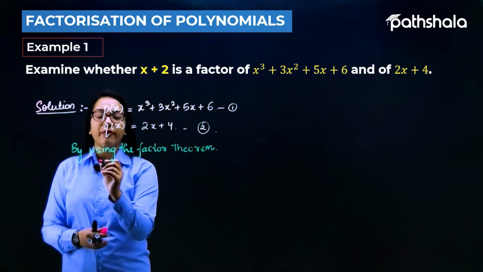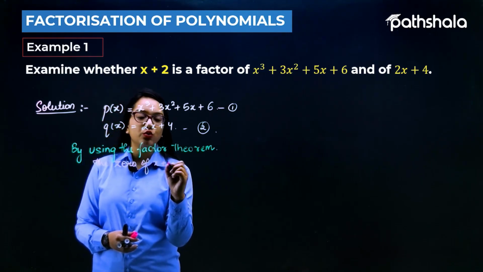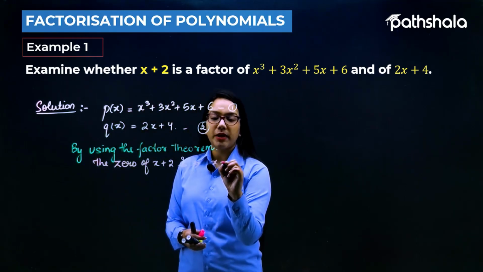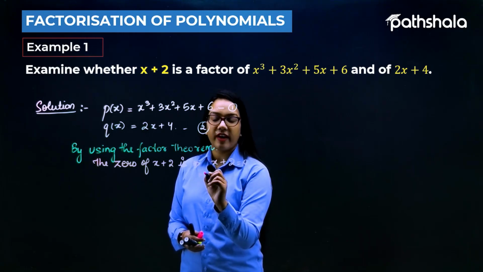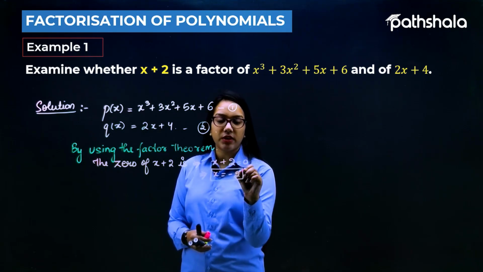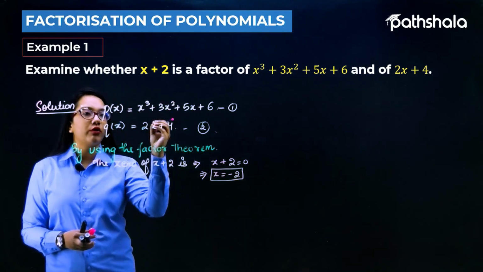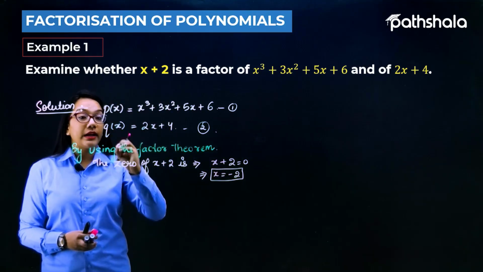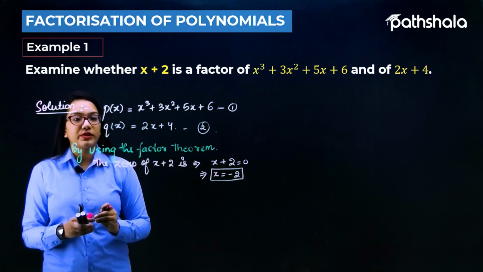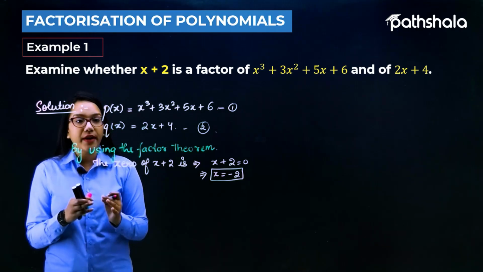Let us find the zero of x plus 2, as x plus 2 is equal to 0. We all know how we can find the zero of a polynomial. So x is equal to minus 2. This is the zero of the polynomial. Let's substitute x is equal to minus 2 in both of these polynomials one by one. If they are equal to 0, then it definitely means that x plus 2 is a factor of these polynomials. And if they are not equal to 0, then it is not a factor of these polynomials.